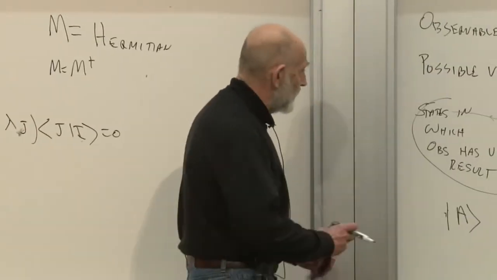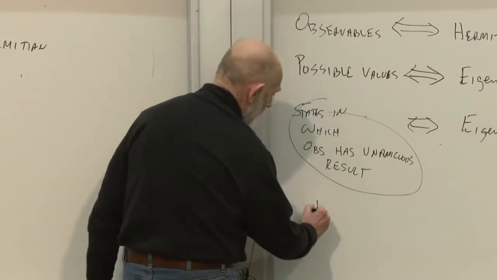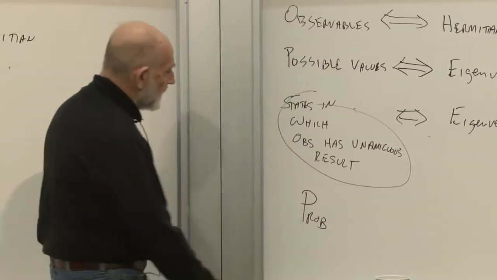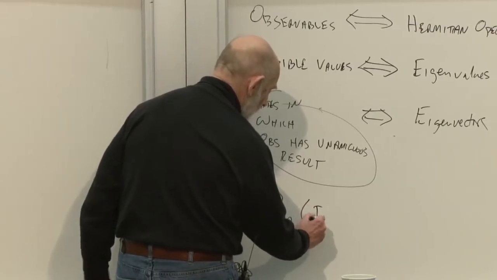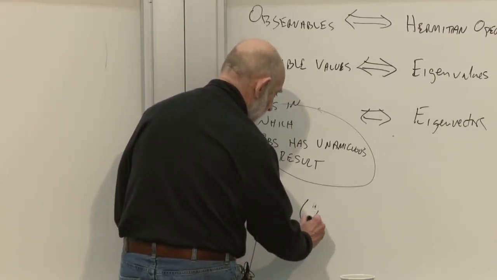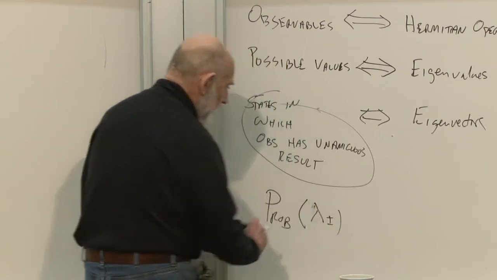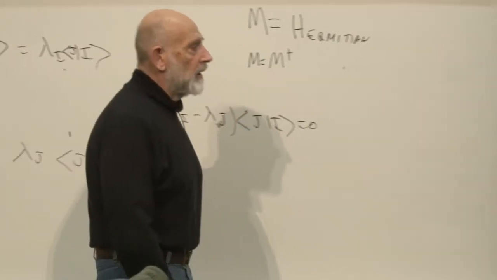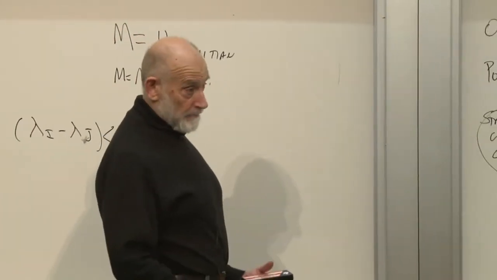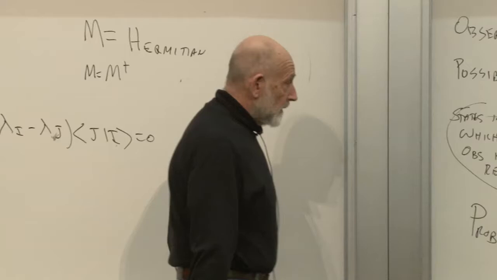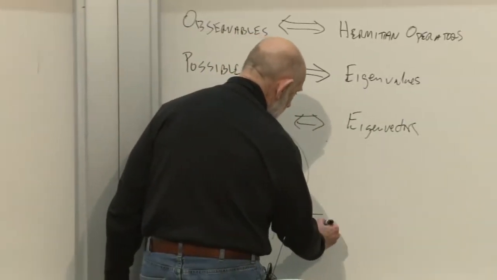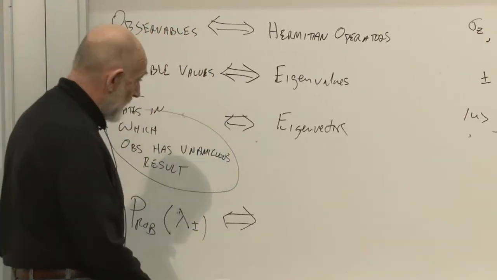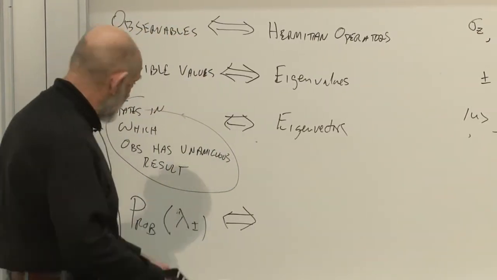So on the left-hand side, we put probability. Physical meaning: the probability to measure lambda I, that the result of the experiment comes out a particular eigenvalue of the observable M, whatever M is. That is essentially equal to, well, it comes in two steps.